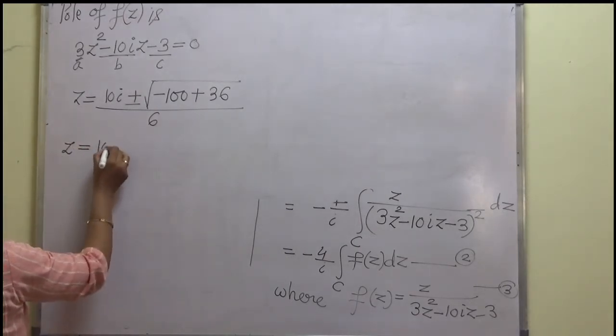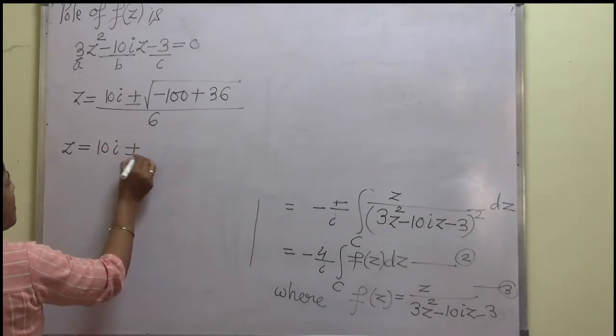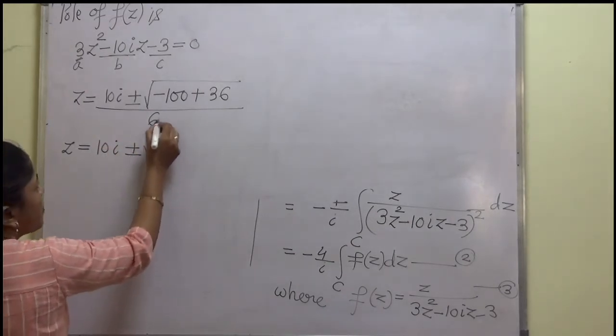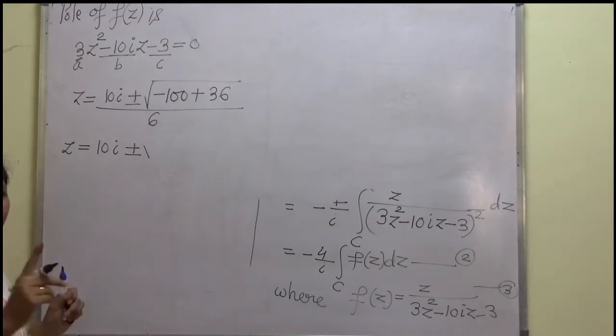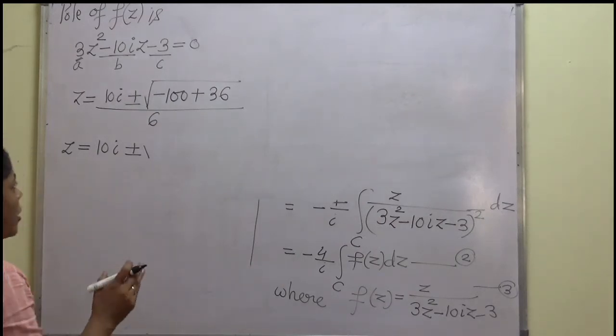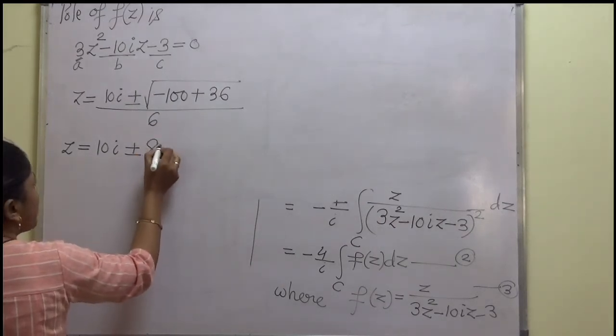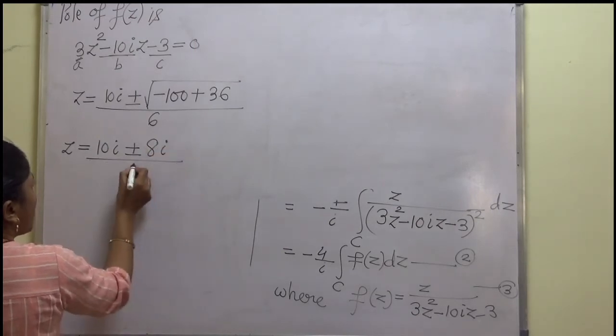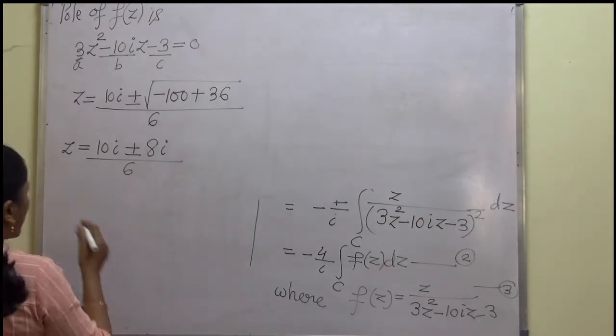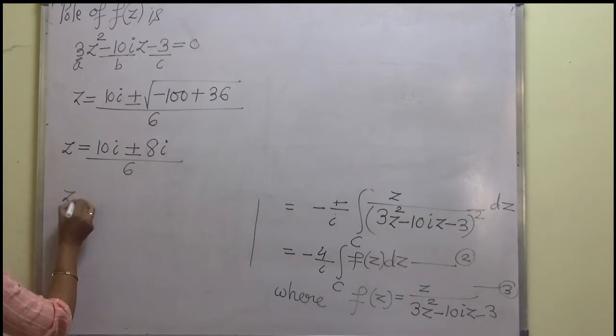So we will simplify it further. So 10i plus minus under root of minus 100 plus 36, that is minus 64. Under root of minus 64 is nothing but 8i, upon 6. Okay, now let us find each value one by one.